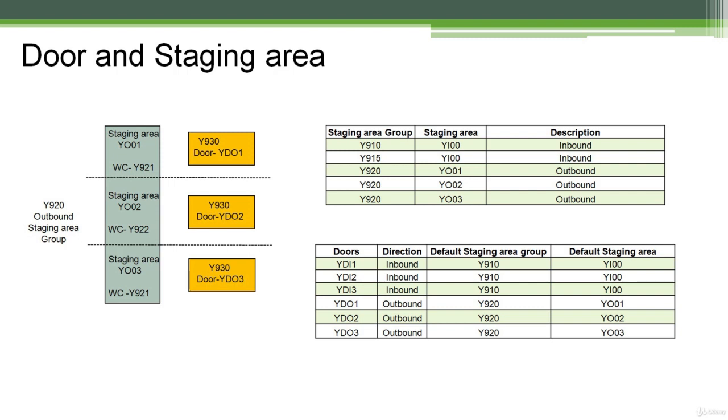Each of these staging areas is created for separate doors. For example, we have door YD01, for which we are going to use staging area Y001. We have a door YD02, for which we are going to have a dedicated staging area Y002. We have a door YD03, for which we'll have a dedicated staging area Y003.